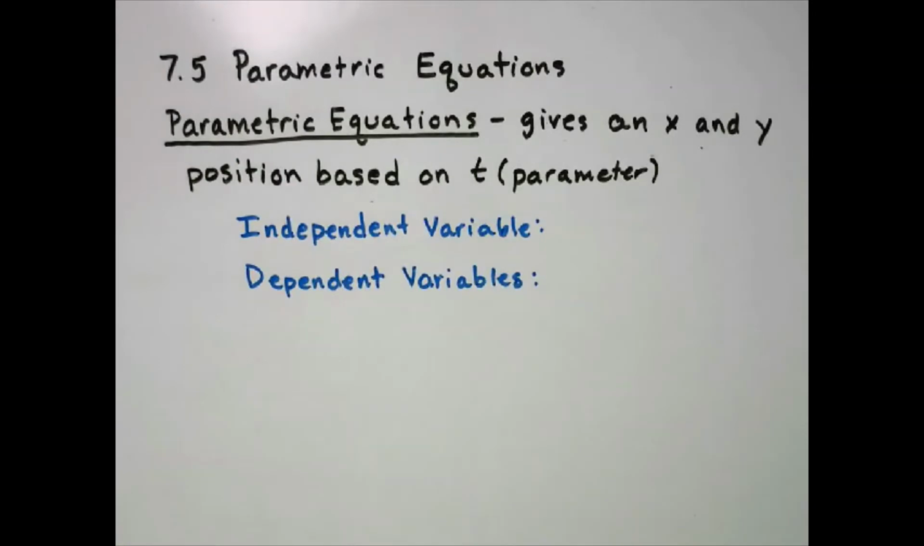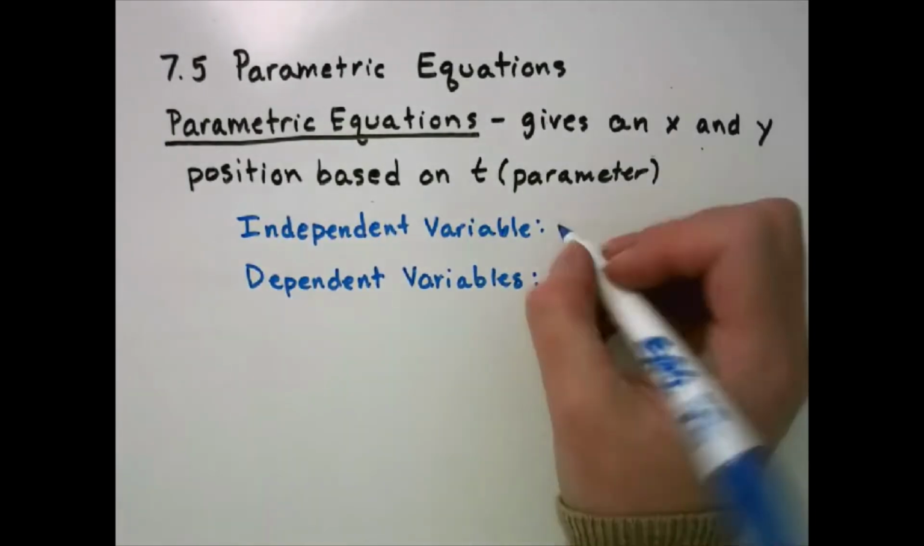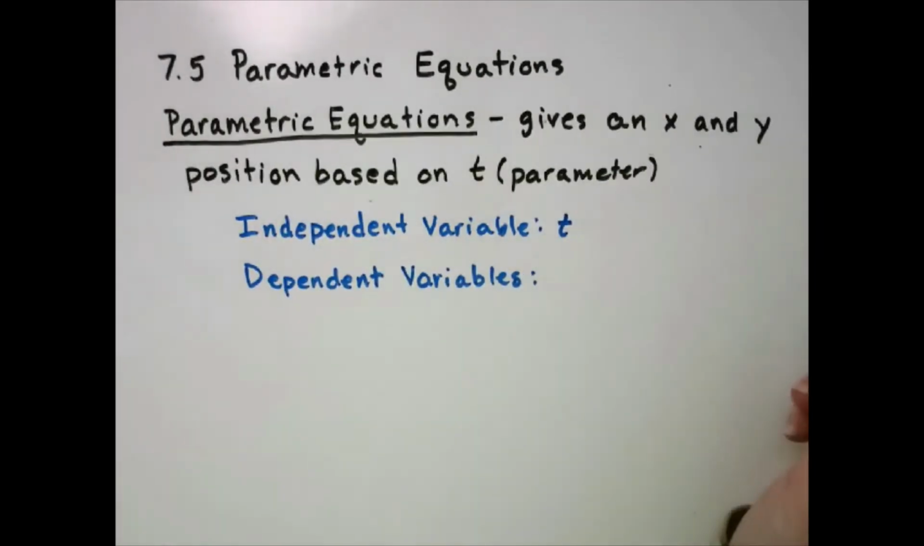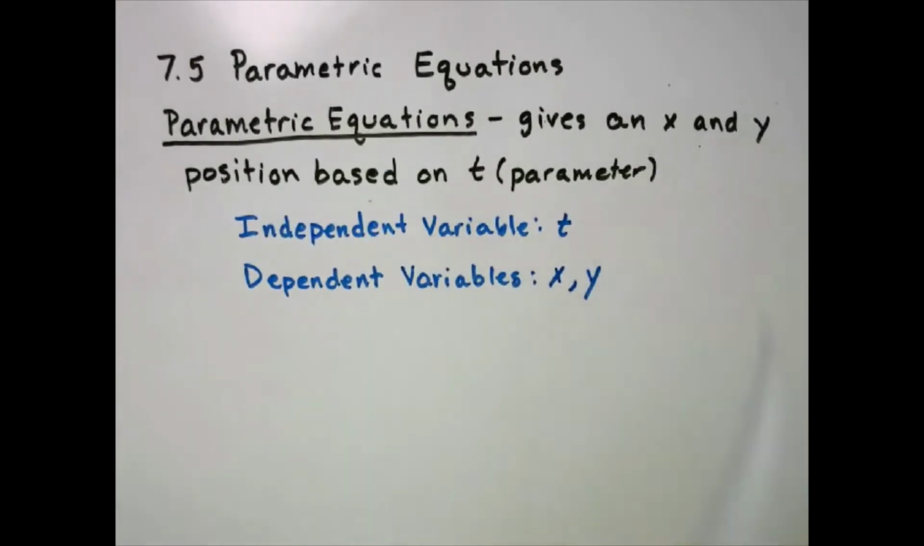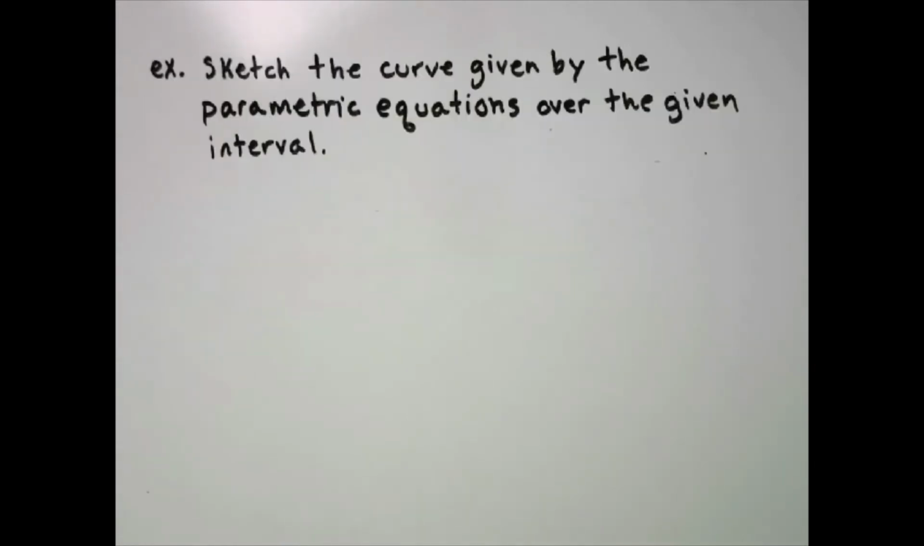So these work a little bit differently than what you're used to with functions, where you input an x and you get out a y. Here, the independent variable, we're going to be plugging in various values of t. As a result, we'll get different x values and y values. So let's look at an example.